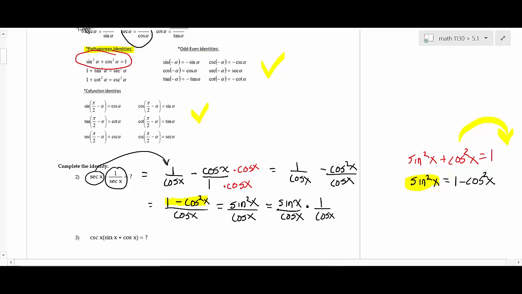Okay? Nope, that's totally wrong. What am I doing there? This is times sine x like that. Okay? Then I'm going to take it to this level. So I'm going to do this.